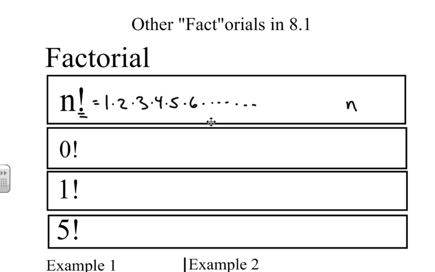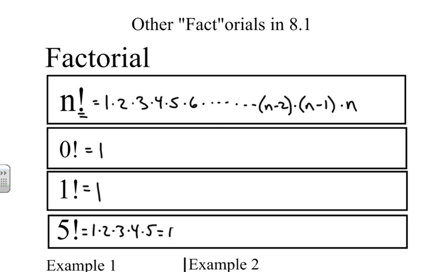Now, we also are multiplying by its previous term, which would be n minus 1, and the previous term right before that would be n minus 2. We would multiply all these values together. Some things you should know: 0 factorial is equal to 1, and 1 factorial is also equal to 1. When you're finding, for example, 5 factorial, that would be 1 times 2 times 3 times 4 times 5, which is going to equal 120.